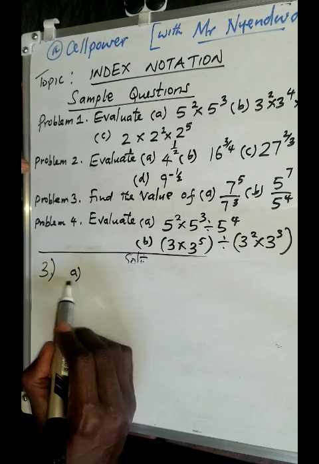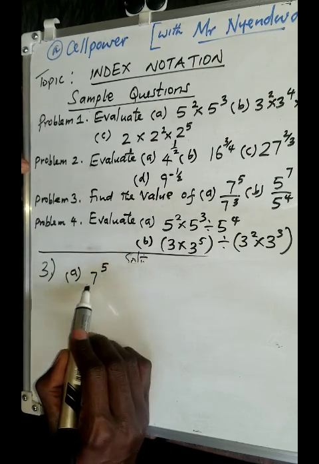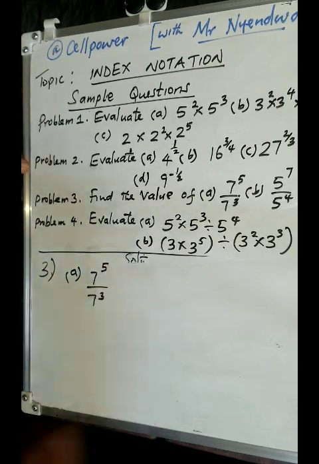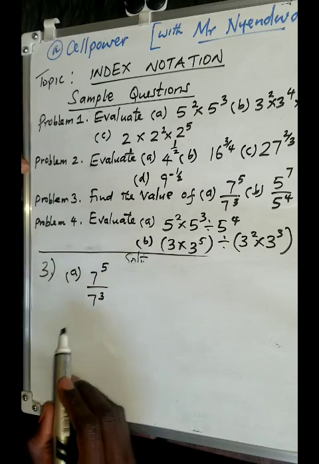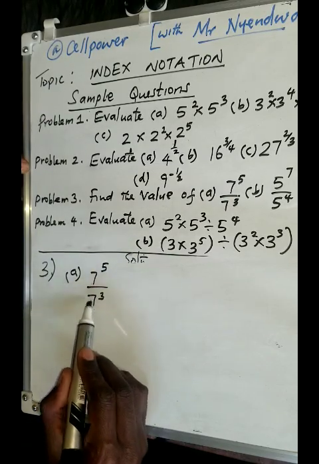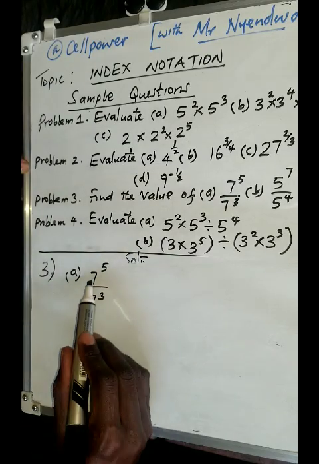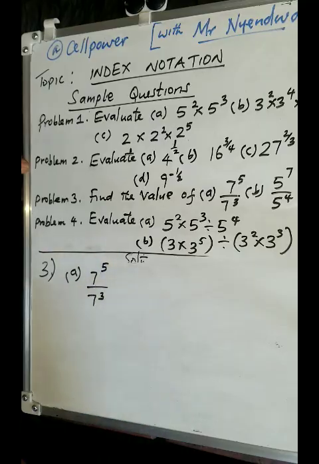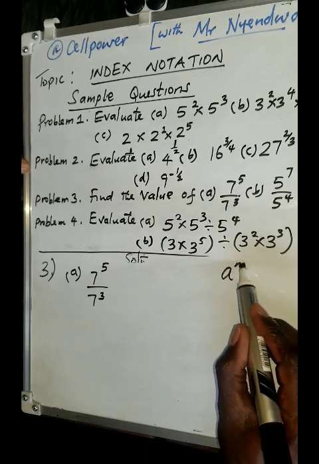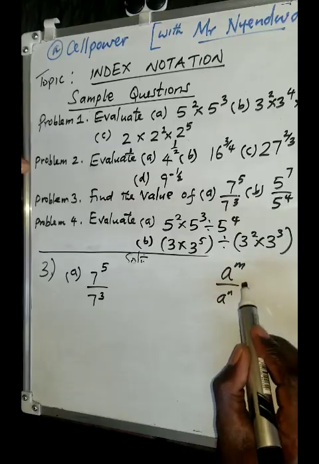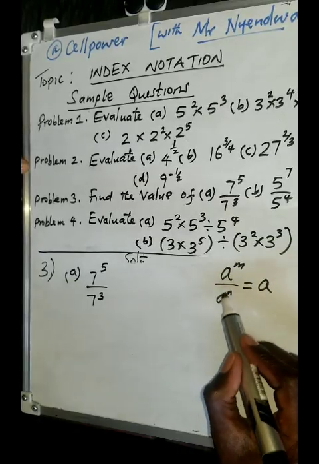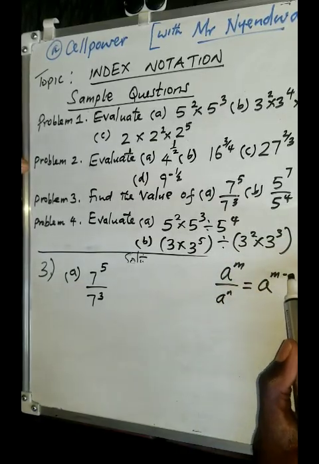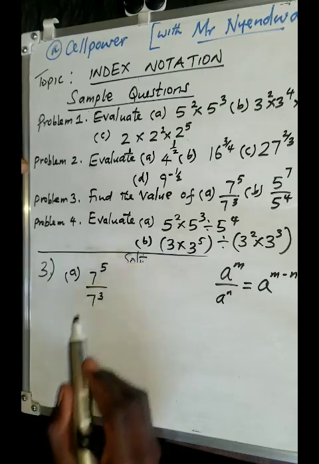Now, of course, when they tell you 7 raised to the power 5 divided by 7 raised to the power 3, remember what we said: because the bases are the same and you are dividing, what do you do to the powers? Remember what I said, if you have a raised to the power n divided by a raised to the power n, because the bases are the same, get the base, you subtract the powers. And that's exactly what we are doing there.